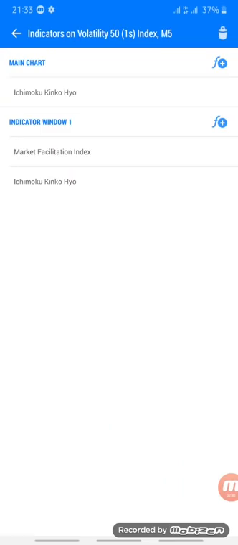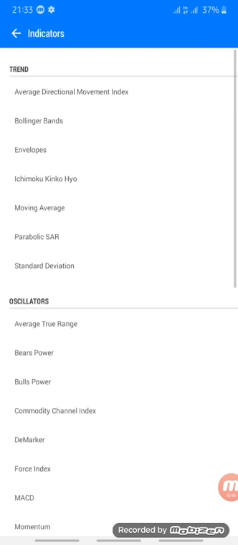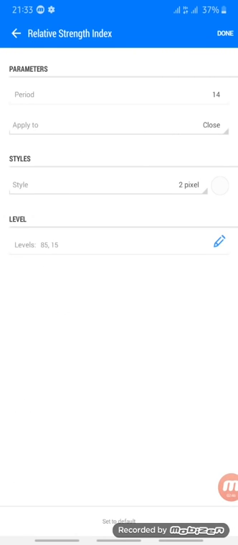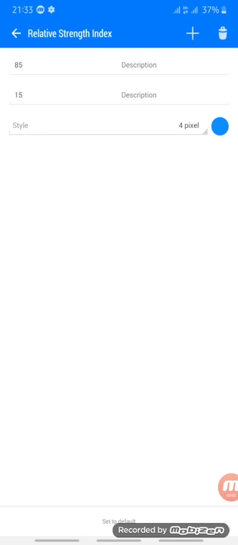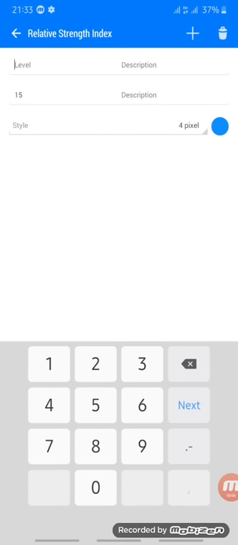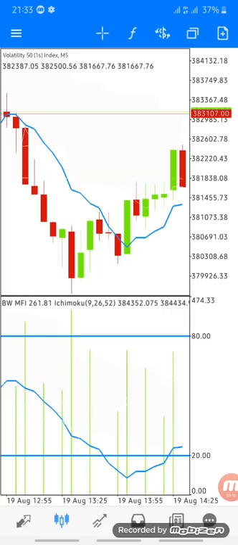So you click here, within the same window, you look for the RSI, which is here, and then you insert our levels. 85.15, yeah, 85.15. Is it so? Or 20? Our levels are 80, and you click on 20. You click on done.